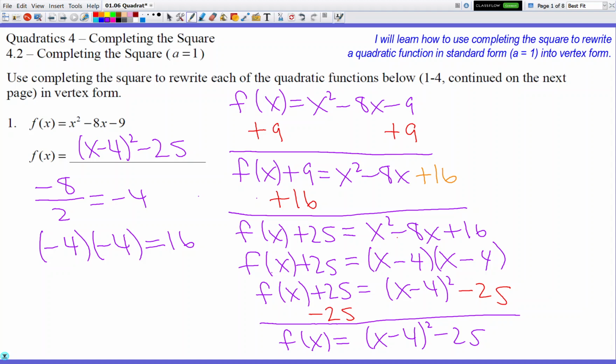Remember I talked about complete the square. He has a special power, and his special power is to convert standard form into vertex form. That's his skill. So if you need anybody to turn a quadratic from standard form into vertex form, you're going to call complete the square. He's going to come to your rescue.